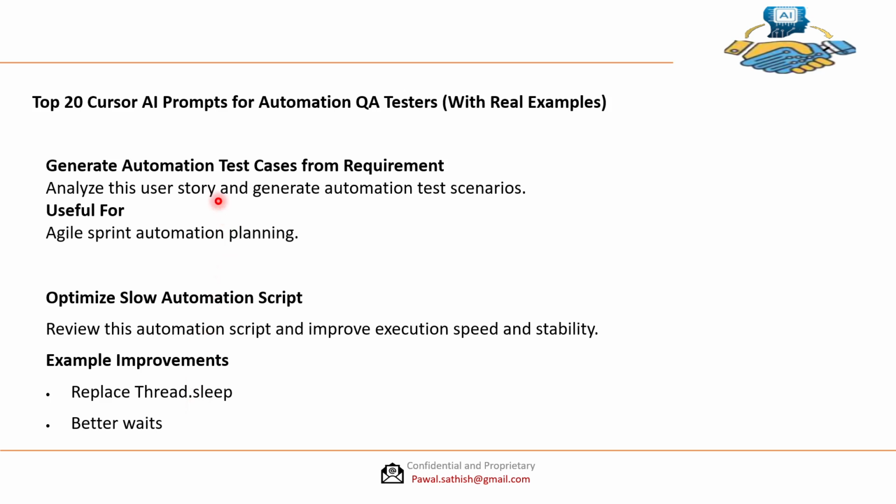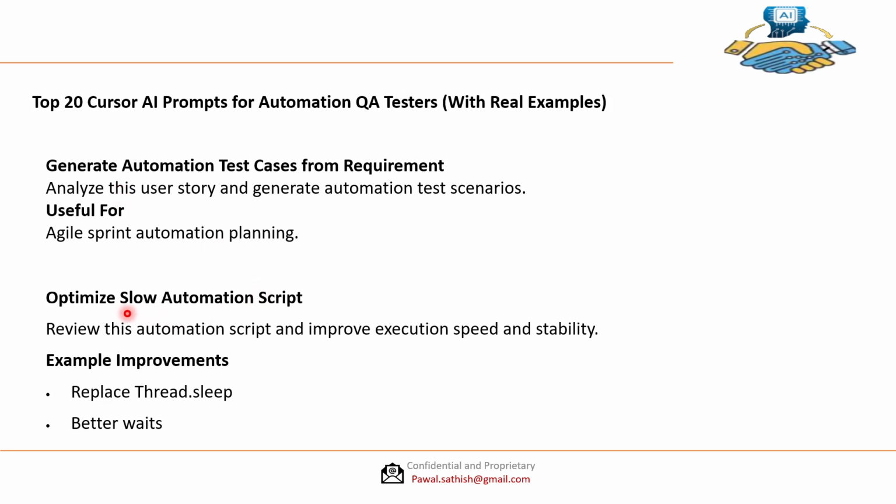Then, if we wish to design the test cases from the requirements, we'll simply mention "analyze this story and generate the automation test scenarios." This is mostly useful when we get a new story in a sprint and we need to complete the same story in the same sprint. Then this prompt is very useful.